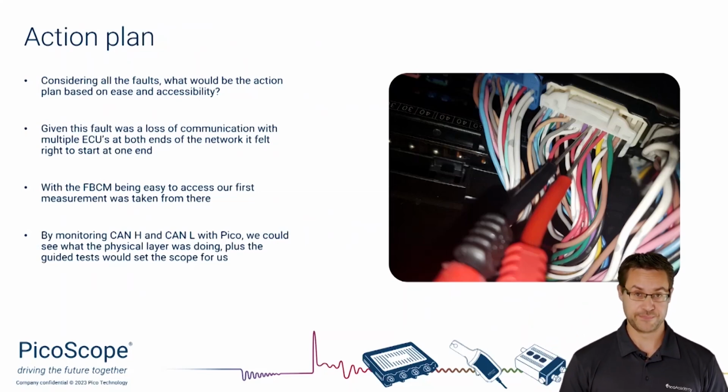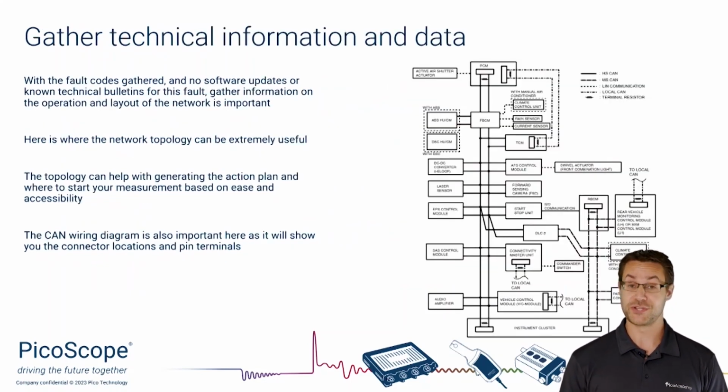So your action plan, what are we going to do? Given that the fault is a loss of communication, you could argue, well, I'd start at the diagnostic connector. If we just go back a page, we can see here that the diagnostic connector sits pretty much bang in the middle of the network.